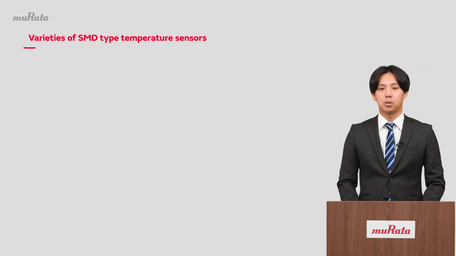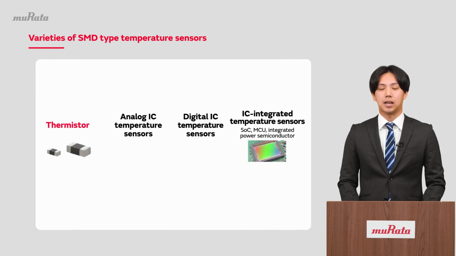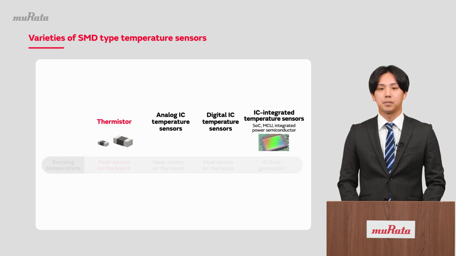Now let's take a look at the SMD type components used in temperature sensor circuits. These consist mainly of 4 categories: thermistors, analog IC temperature sensors, digital temperature sensors, and IC integrated temperature sensors. Thermistors, analog IC temperature sensors, and digital temperature sensors are used to measure the temperature of circuit boards, and IC integrated temperature sensors are used to measure the heat generated by ICs.